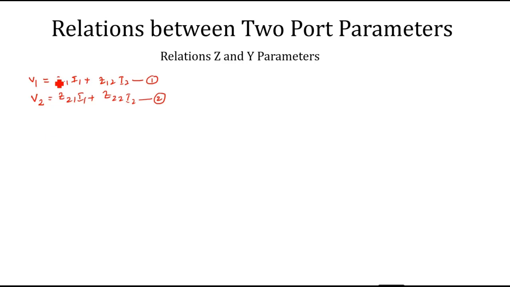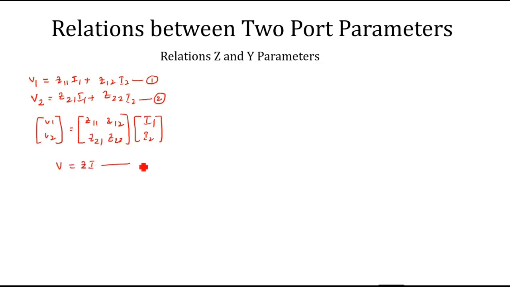Let us write these two equations in matrix form. V1, V2 equals the Z matrix times I1, I2. So equations 1 and 2 are represented in matrix form here. In general, this is written as V equals Z into I. Call this equation number 3.